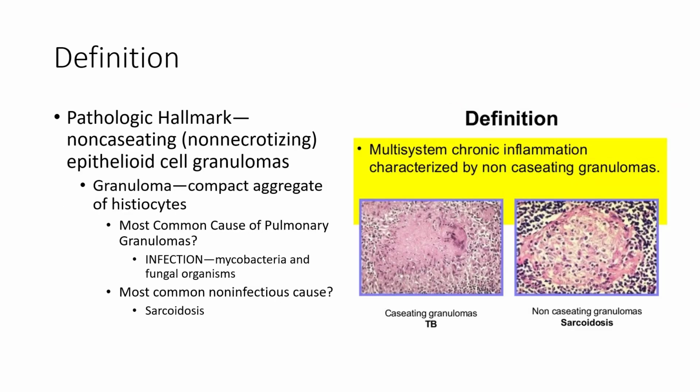And so here is the disease process on the right. We can see that this non-caseating granuloma in the form of sarcoidosis, which is actually stimulated by an immune process, versus the caseating granuloma, which has central necrosis and may be associated with tuberculosis or other infections.